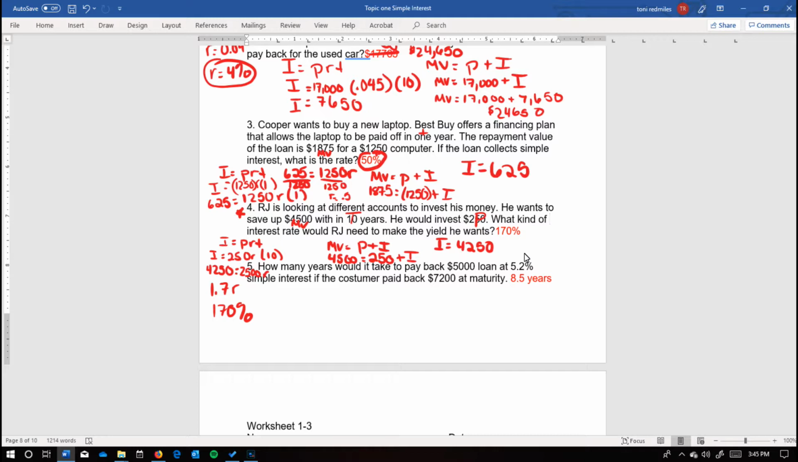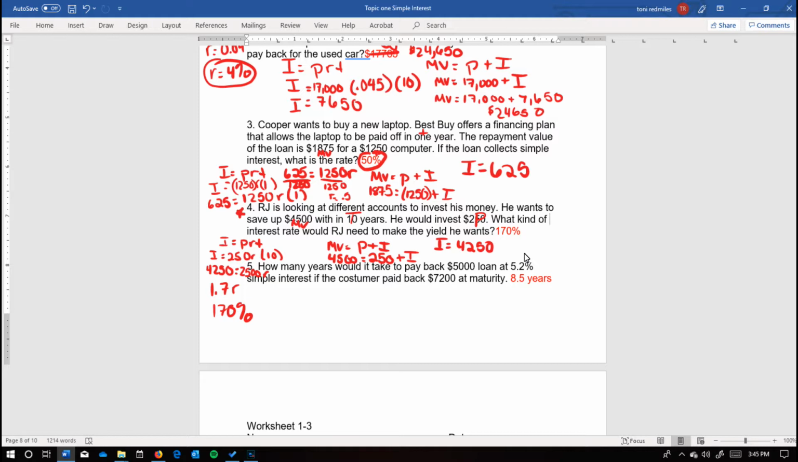Let alone a 170% rate. And the whole point of this was to make you say, oh my goodness, look at how different. What he wants to make is 4,500 and he only wants to invest 250. That's not the way investments work. You gotta invest a little bit more. If you want high return, you need to invest high.